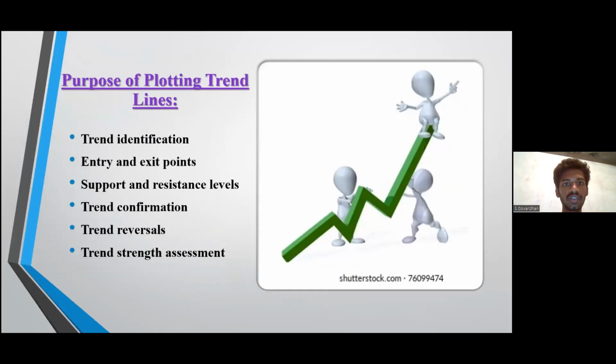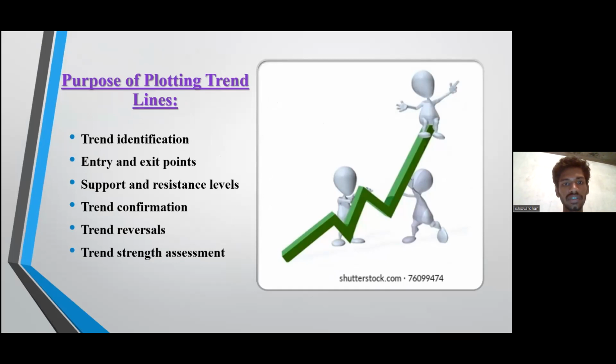So, what is the purpose of plotting trend lines? I categorized these purposes into six types. First is trend identification, meaning we can easily identify what is going on next and what was going on previously. The second is entry and exit points.